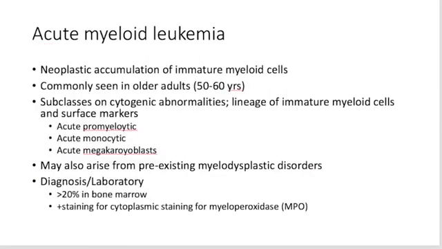Acute myeloid leukemia. So now we're in that other line, and then it is acute. So it's going to be very immature myeloid cells. This is commonly seen in older population, 50 to 60. We have a couple different cytogenic abnormality and subclasses, 20% in the bone marrow. And then we are going to be cytoplasmic staining for this myeloperoxidase.